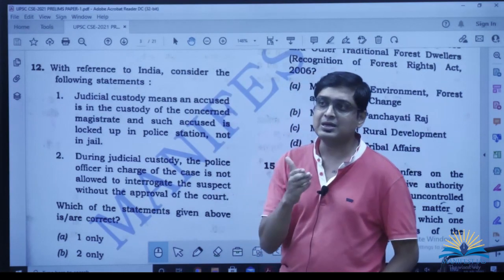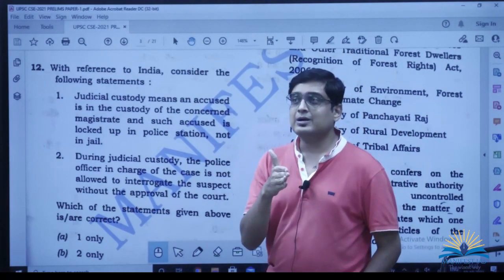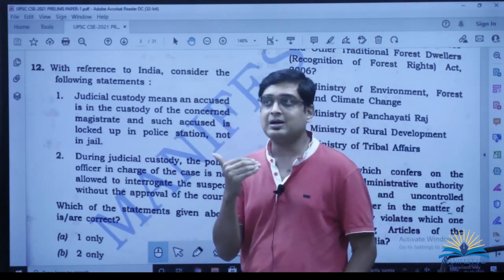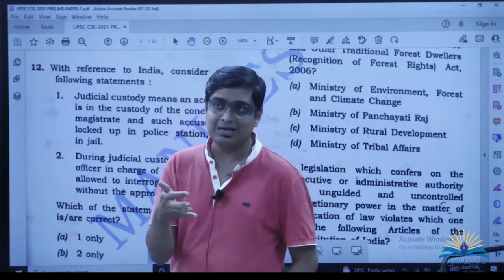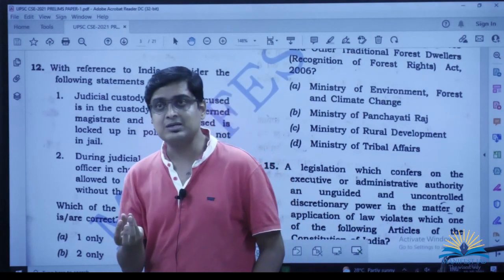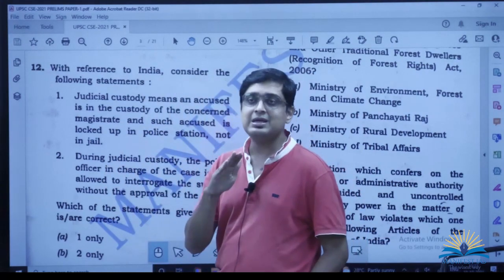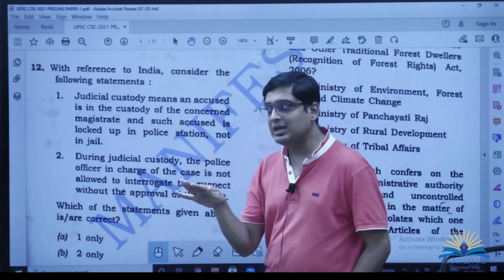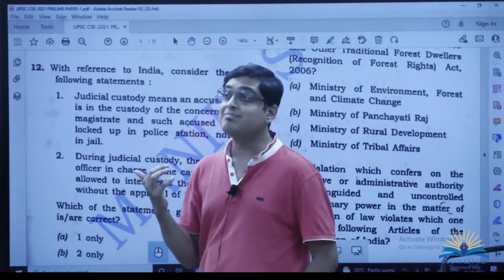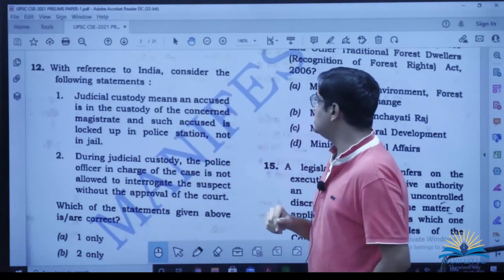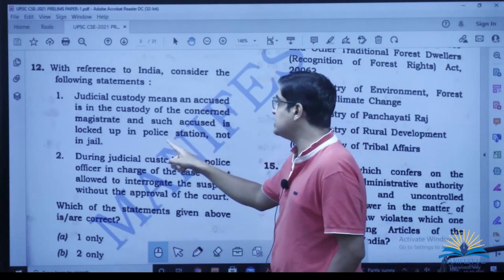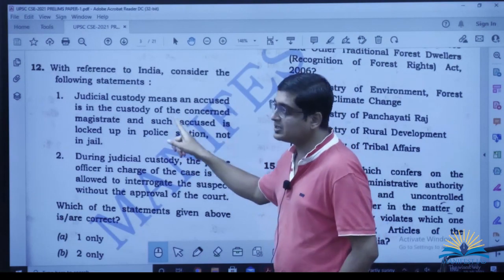Police custody means under the custody of the police, and when a person is under the custody of the police, he will be under the control of the police. Police can investigate him without the permission of the court. If somebody is in judicial custody, that person will not be with the police. He'll be put into jail, and to interrogate him there is a need for the permission of the magistrate. Now, look at this statement: judicial custody means an accused is in the custody of the concerned magistrate, and such accused is locked up in a police station. No, not in the police station, but the person is locked in jail.